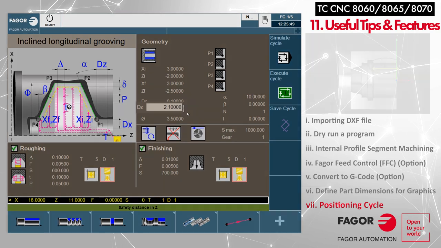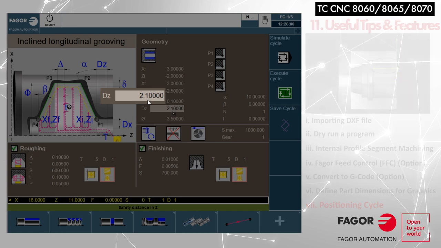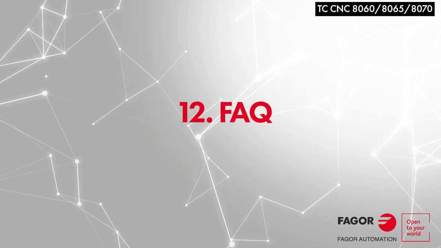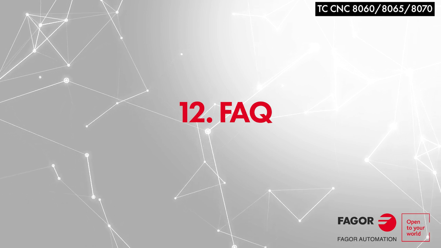We can also program the distance between the face of the part and the starting point as the safety distance in Z. This will also ensure a safe tool path to the starting point. That covers the main bulk of conversational programming for our 8060-8065 control.